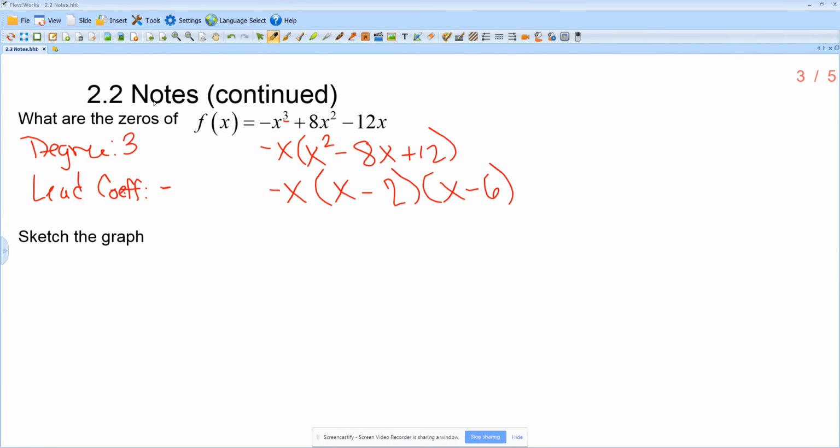I set each one of these factors now, and I'll switch the color for emphasis. I set each one of these factors equal to 0, so I get x equals 6, x equals 2, and x equals still 0.